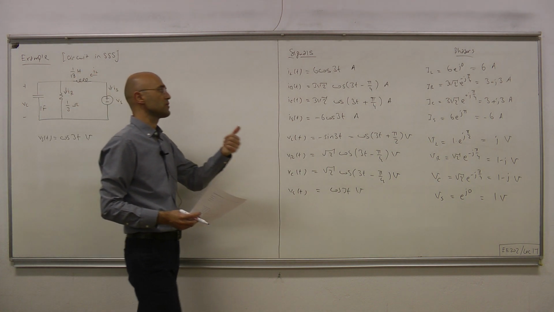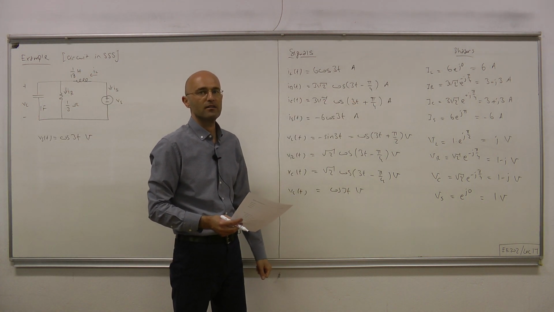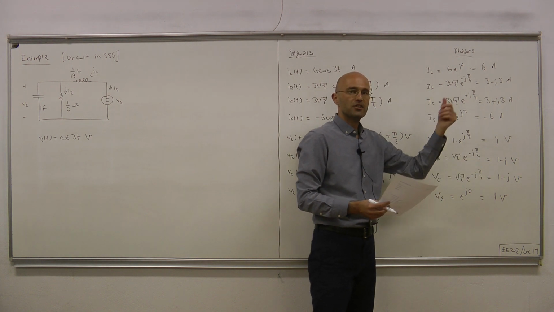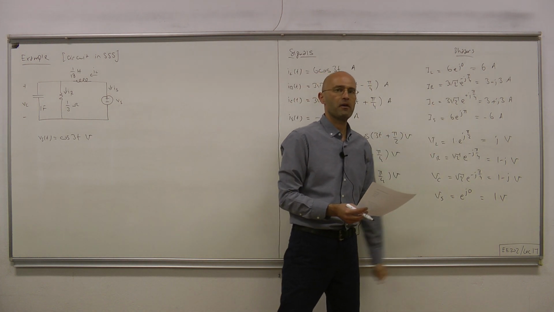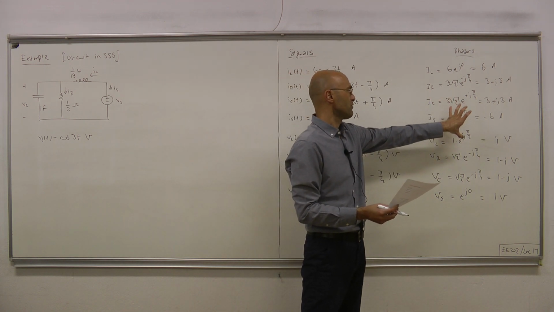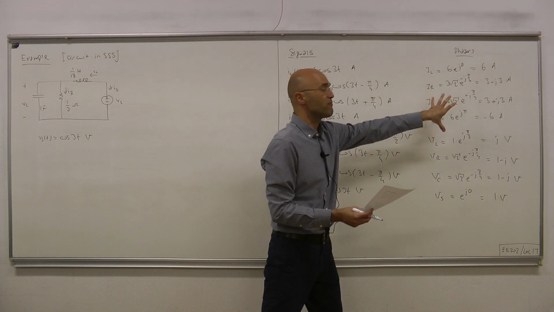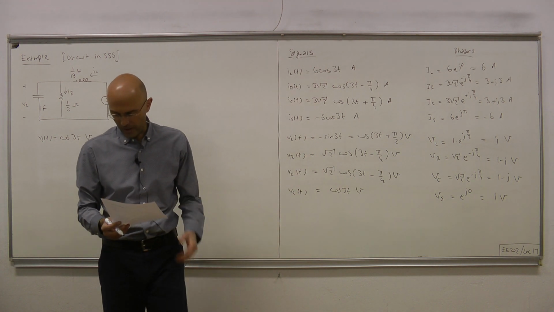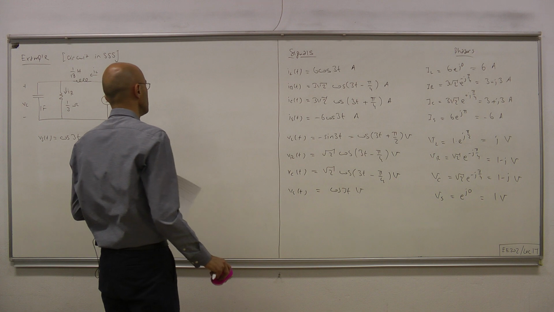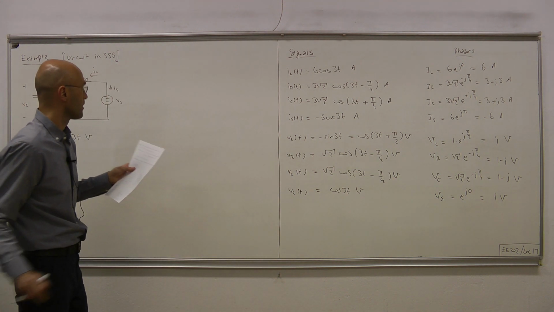What's the frequency of oscillations? It's 3 radians per second. So this set of information, plus the information regarding the frequency, omega equals 3 radians per second, is sufficient to reconstruct the signals from the phasors. Okay, now let's obtain the phasor diagrams.